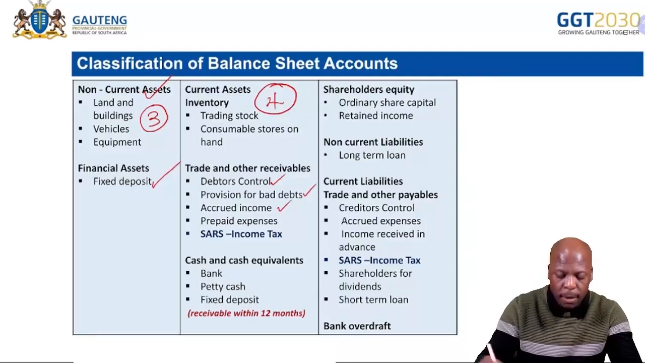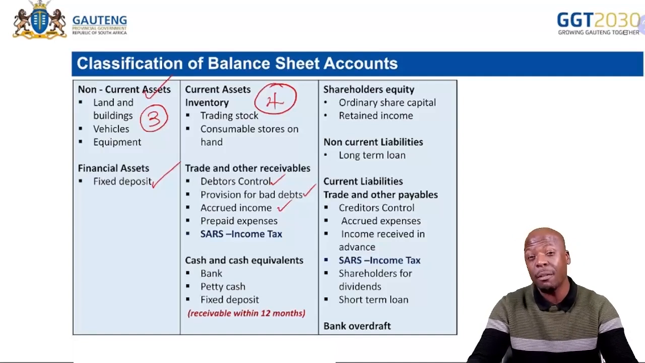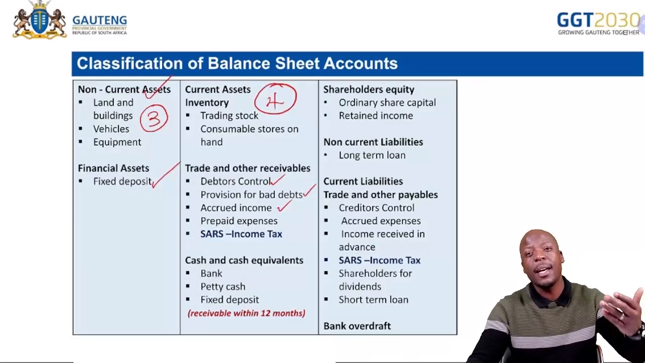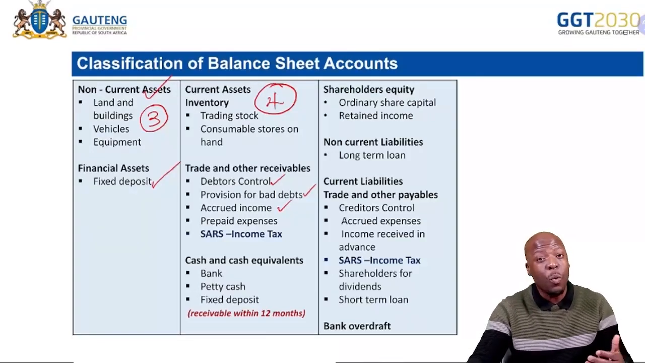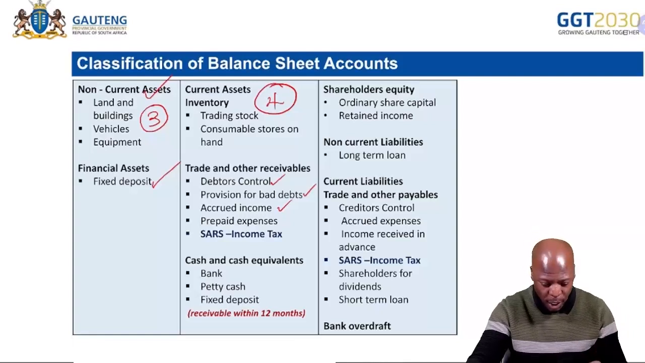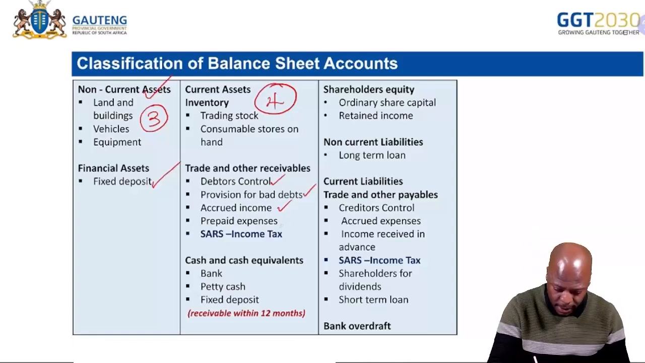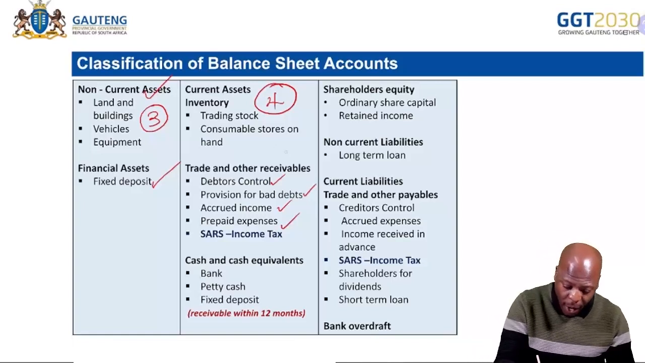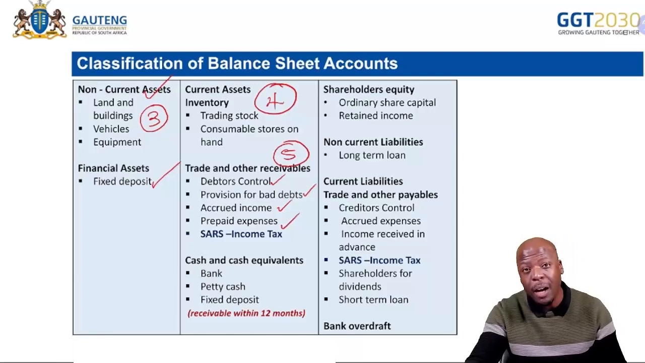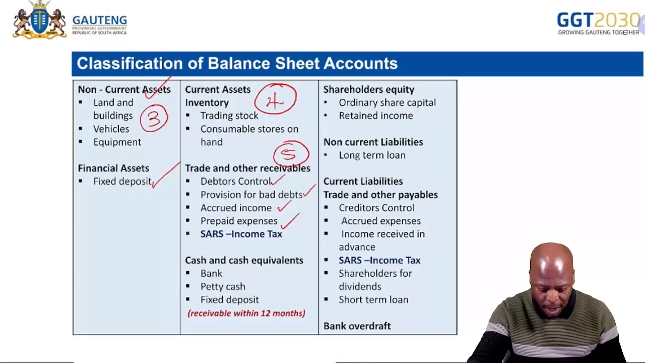Your accrued income, this is income that we should have received, but have not yet received. So it becomes a receivable in that regard. And also prepaid expenses. These are expenses that we have paid, but should not have paid. So we also have our prepaid expenses and our trade and other receivables. And we will find these in what we call note number 5. They'll appear in note number 5.